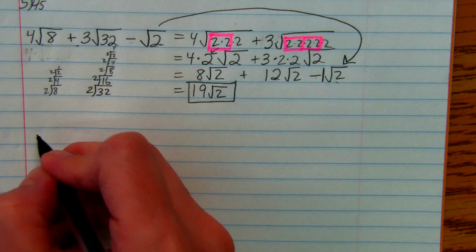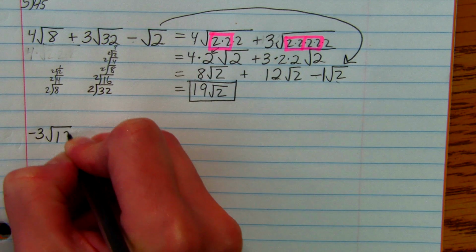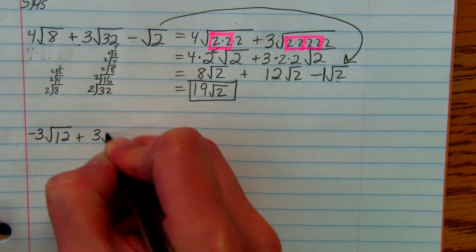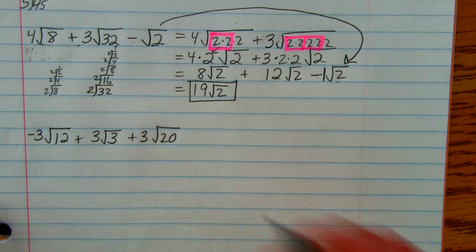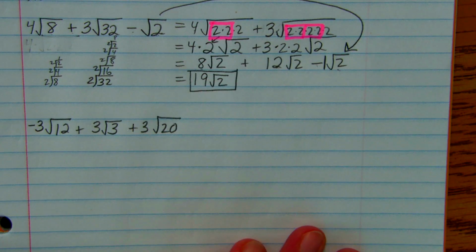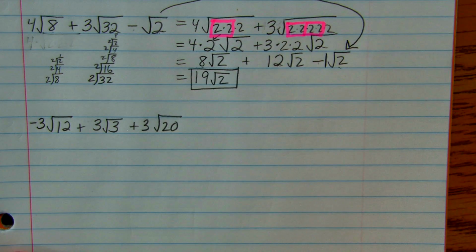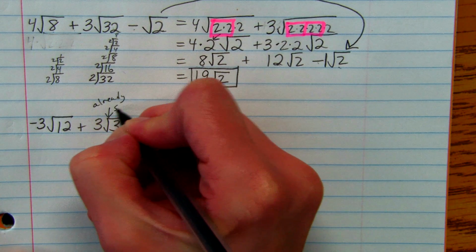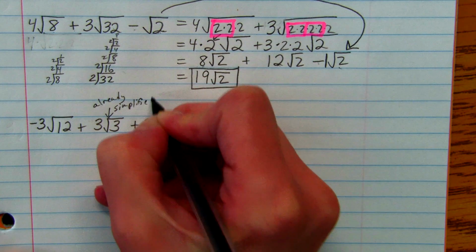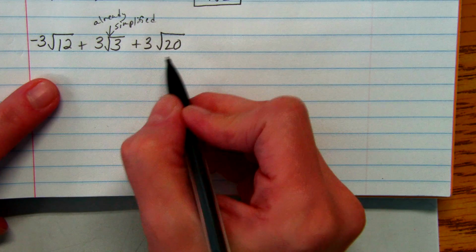So down here, I'm going to put some negatives in. We're going to do negative 3 square root of 12 plus 3 square root of 3 plus 3 square root of 20. So are any of these already simplified that we know we're not going to have to birthday cake or do anything to? This one. So this one is already simplified, so I'm not going to have to do anything with that one. But I am going to have to do something with the 12 and the 20.